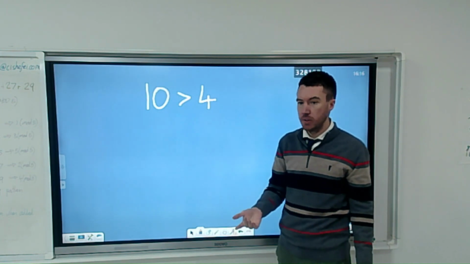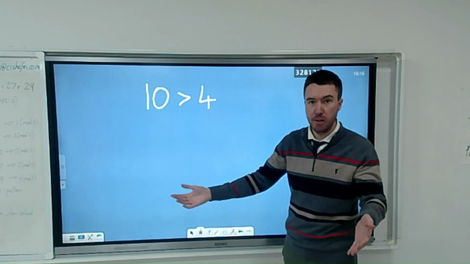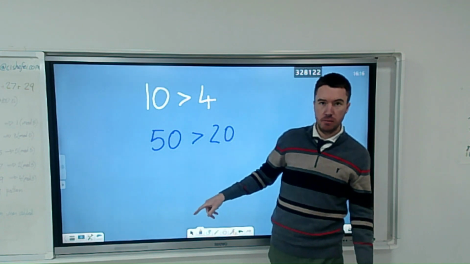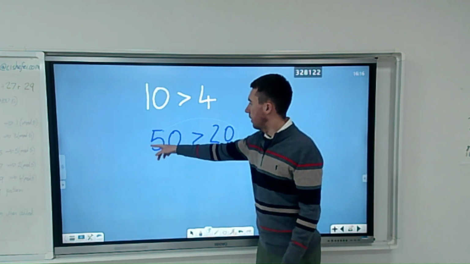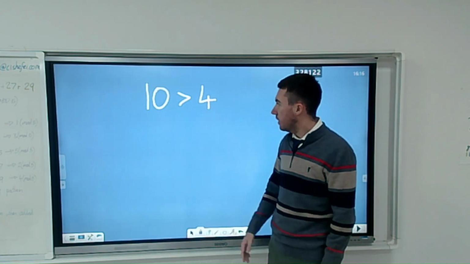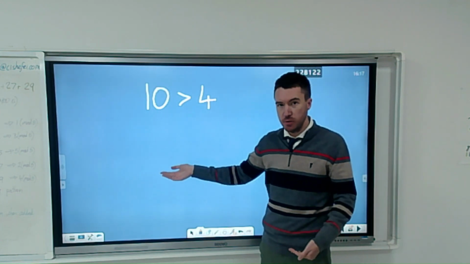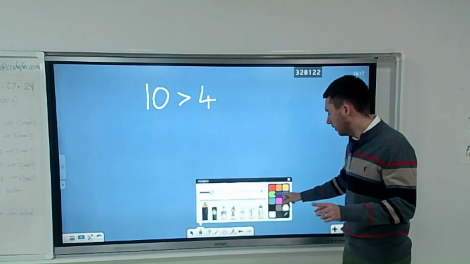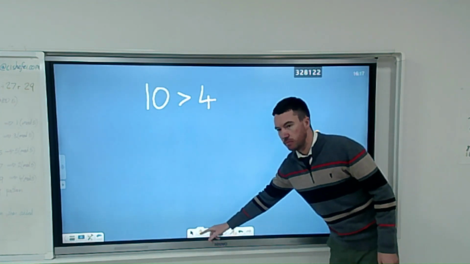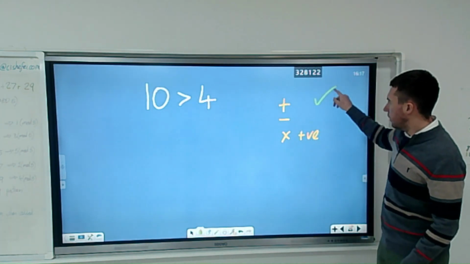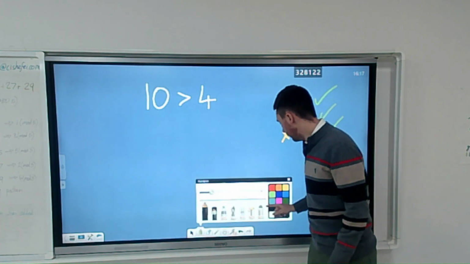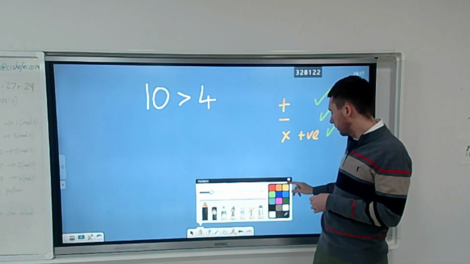Well, let's do multiplication. Let's do times 5. Okay, then I get 50 bigger than 20, which is true. How about times by 100? Okay, then I get 1,000 bigger than 400, which is true. Okay, so far we've done plus, minus, and times by a positive number. Plus, minus, and times by a positive number, they've all been okay. This doesn't change.